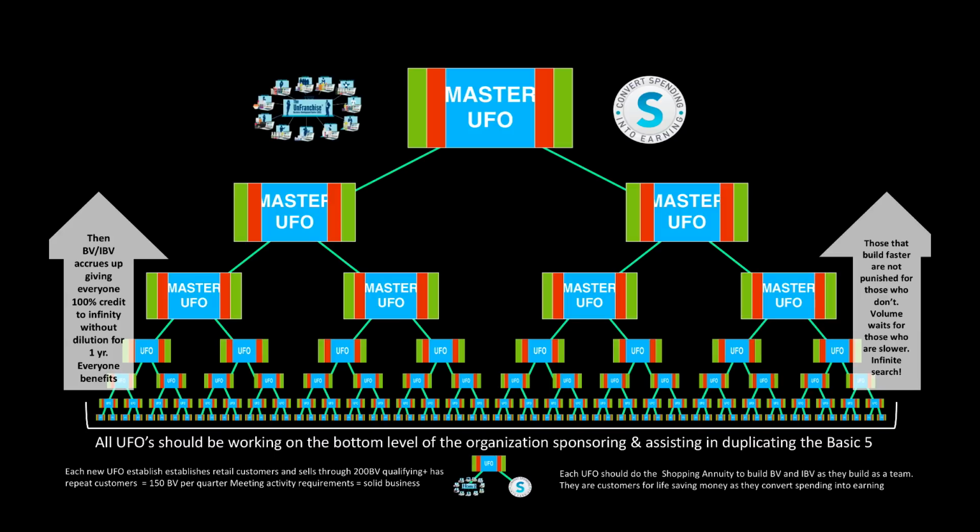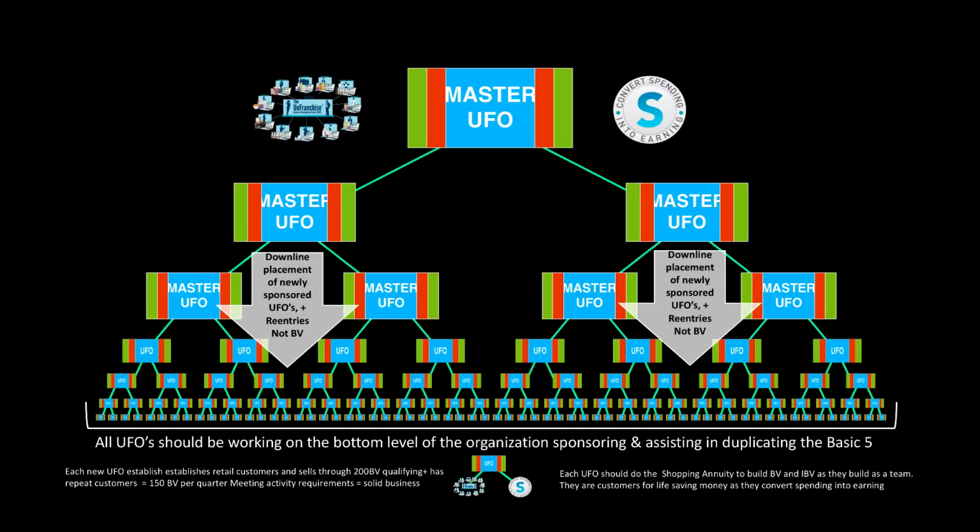So it's built from the bottom up is the principle, and then the BV/IBV accrues up, giving everyone 100% credit to infinity without dilution for 1 year, and everyone benefits, creating economic glue between the blocks, between the UFOs. And those that build faster are not punished for those who don't. The volume waits for those that are slower, and then you have infinite search. So even if those people aren't doing that much business and it keeps going, eventually it's going to lead to somebody that does. And that goes all the way up to you to guarantee your income. These type of things don't exist elsewhere.